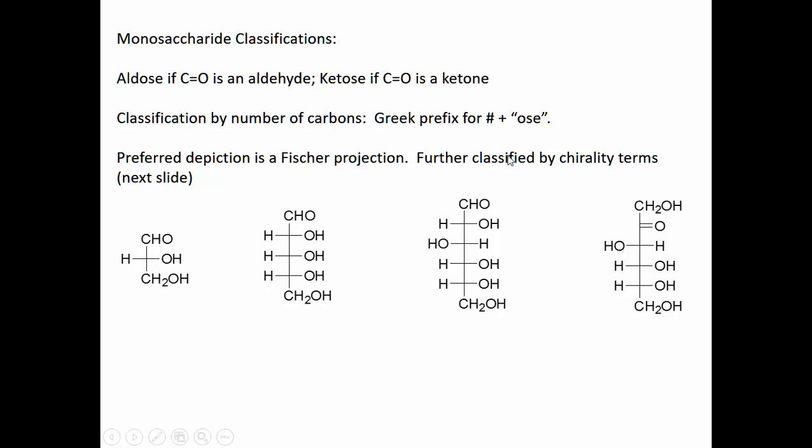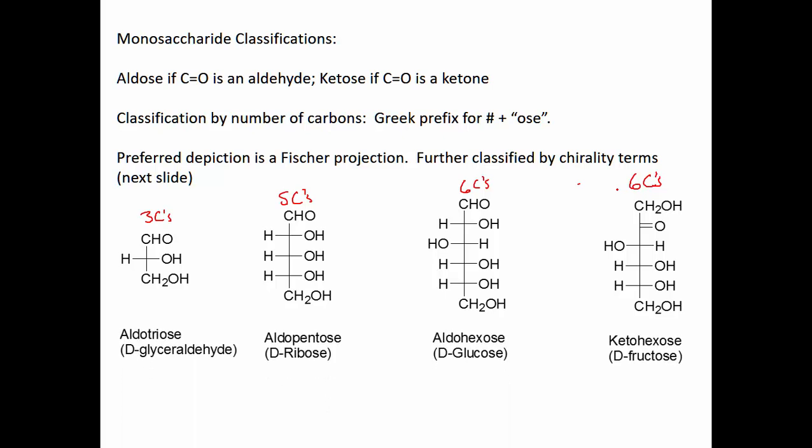Let's just take these 4 compounds here and classify them. If we look at the first one, there's 3 carbons in our chain there. This one, 1, 2, 3, 4, 5, there's 5 carbons. And these last 2 each have 6 carbons. So the first one's going to be a triose of some sort. The second one is going to be a pentose, and the last 2 are going to be hexoses.